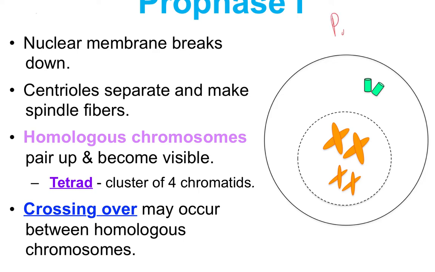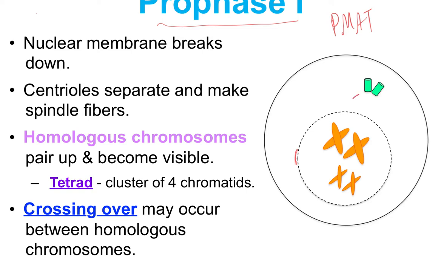I like to call them PMAT. So the first one is prophase. In prophase 1, the nuclear membrane breaks down. It's represented by this dotted line right here. That's the nuclear membrane, the membrane that surrounds the chromosomes. It starts to break down.